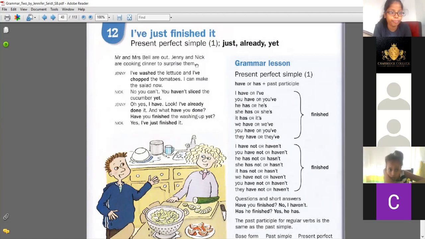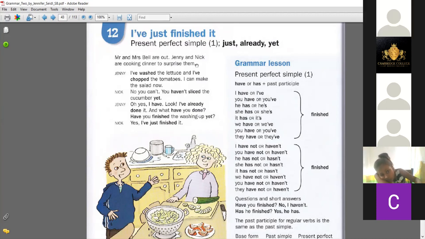You said the sentence wrong. I've washed the lettuce and I've chopped the tomatoes. I can make the salad now. Am I correct? Yes, now correct. So what time did you say? Can I make the salad now? All right, last I can make the salad now. Okay, all right.